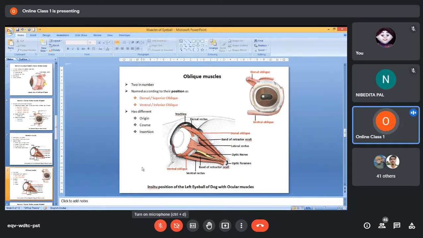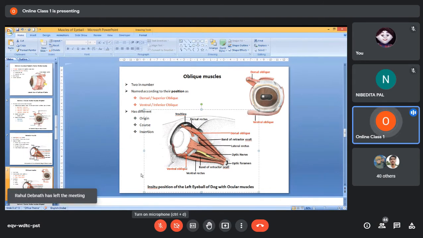They do not have a similar course. The rectus muscles or the retractor muscle have the same point of origin, and their course is not exactly the same but almost similar. But for the oblique muscles, their origin, course, and insertion are completely different. Now if you see here, this red one is the dorsal oblique muscle, and here this red one is the ventral oblique muscle. The others are the retractor and rectus muscles.